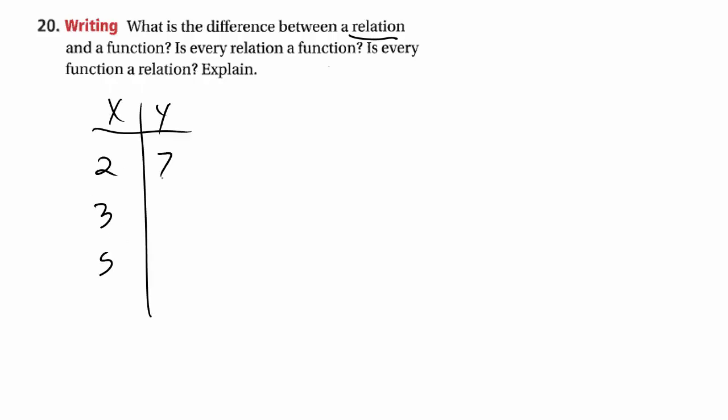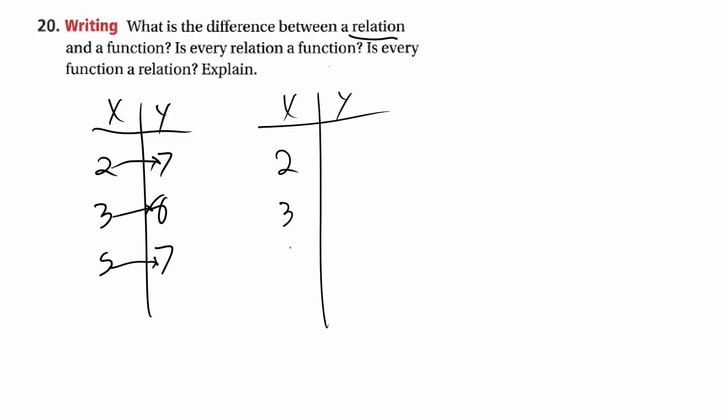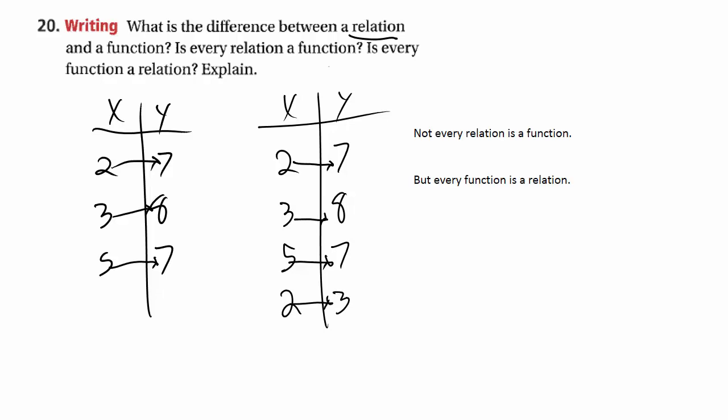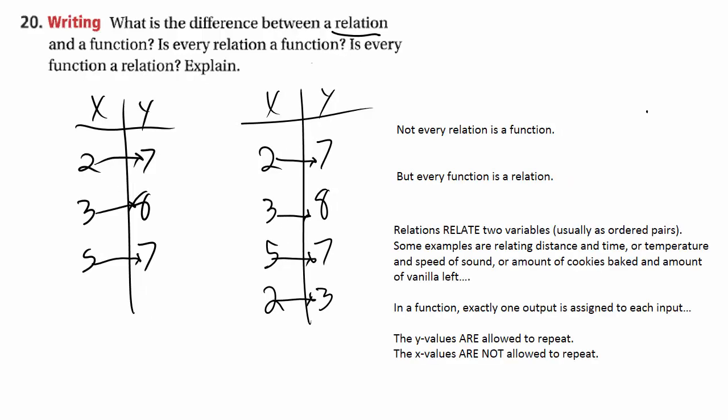For number 20, we're trying to see, is there a difference between a relation and a function? A relation just relates two different variables, two different types. We did a lot of examples. We talked about temperature and speed of sound. We talked about some other examples, but it's relating two things. Here's what to remember when it's a function: it's a function if the x values do not repeat. And in the second one, the x values repeat, so that one's not a function. And you can look at this summary to be reminded of what this is.